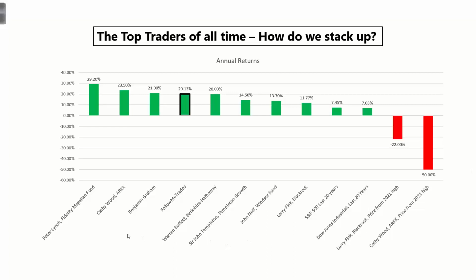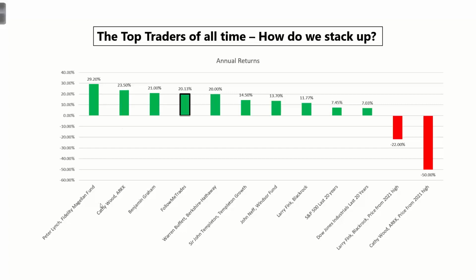Hopefully it'll stabilize here. Okay, so Peter Lynch, rock star. For a couple years, Kathy Wood of the ARC Fund, the Innovation Fund, was rocking it at 23.5. Benjamin Graham 21. There's Warren Buffett at 20%. The indexes, 7.5% basically. Here's Follow Me Trades. We've been rocking out 20% per year over 6 years since I've launched the service. So I think we're in the top tier of traders.